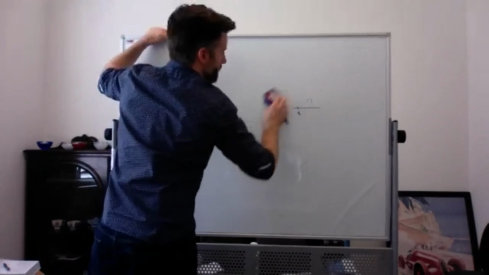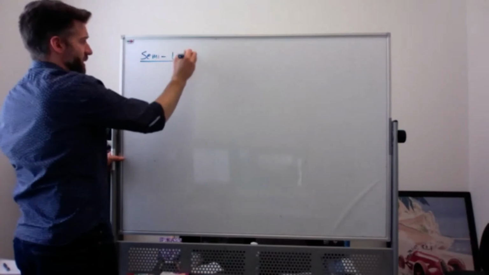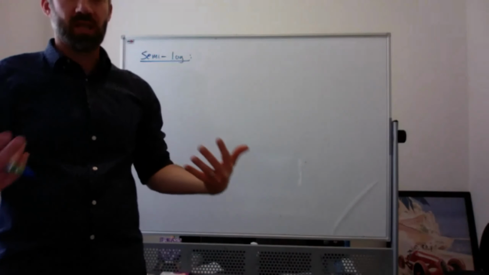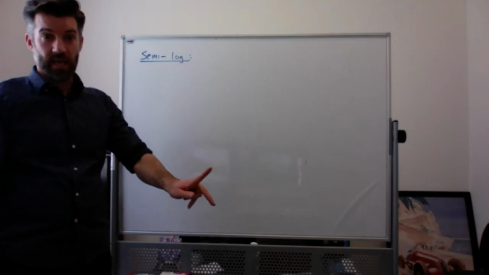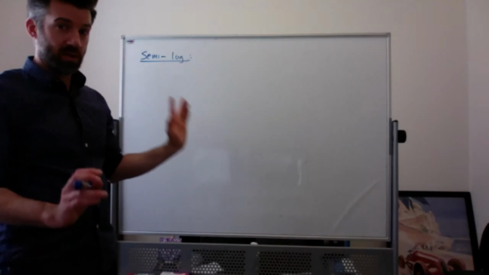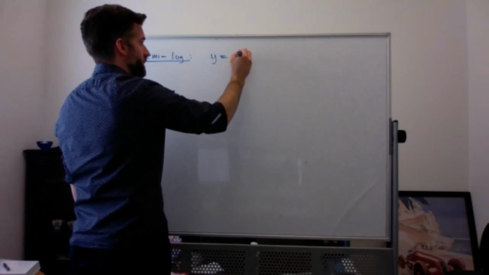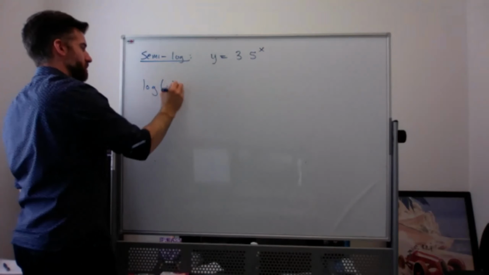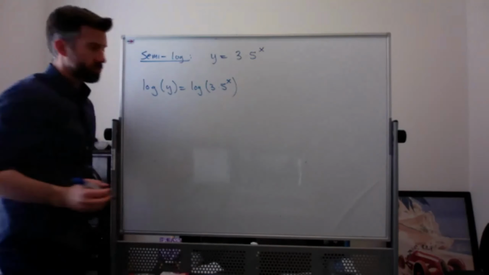So we'll talk about semi-log first, and then we'll do log. For either log or semi-log, you're still going to start by taking the log of both sides. And when I say log, I don't mean natural log, I mean log base 10. For these things, it's always log base 10. So if I'm starting with y equal to 3 times 5 to the x, I'm going to take the log base 10 of both sides.